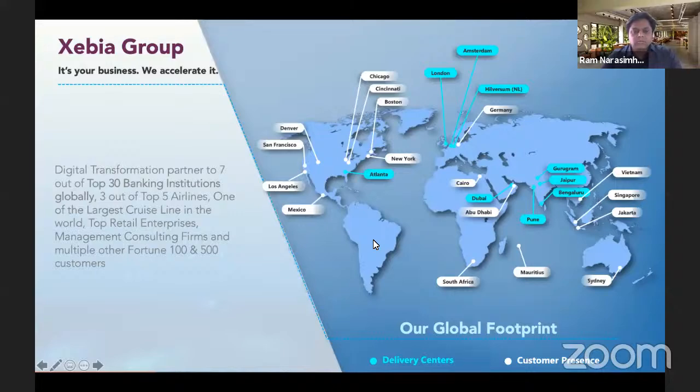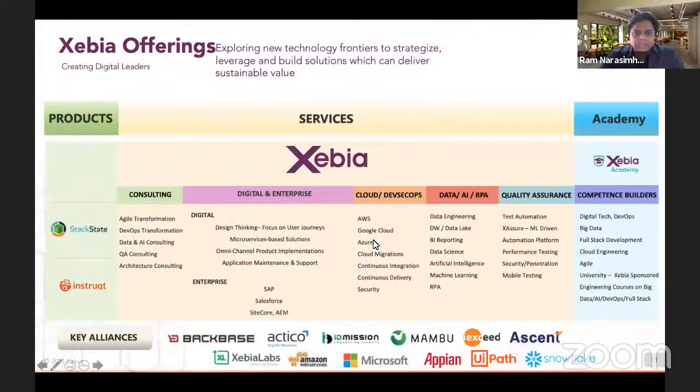So if we just go on to the next slide. Ziba as a firm, we have 2 products at this stage, StackState and Instruct. StackState is an AI ops product. Instruct is a training product. We can definitely explain more about it when we talk in person or in a detailed meeting regarding that. But overall, Ziba as a firm, we provide technology consulting and engineering services related to Agile, DevOps, data, AI, architecture, testing, and things like that.